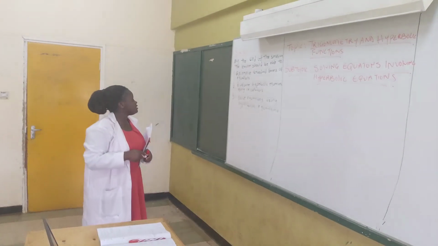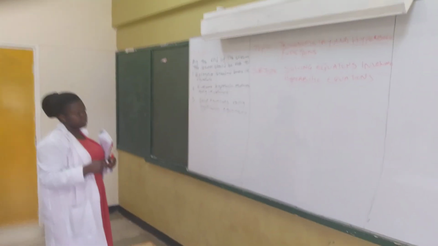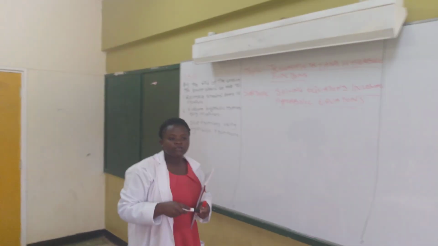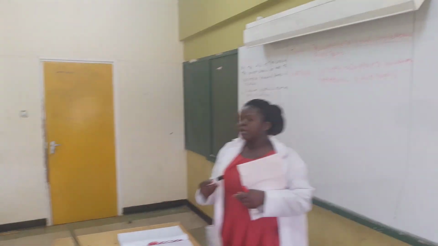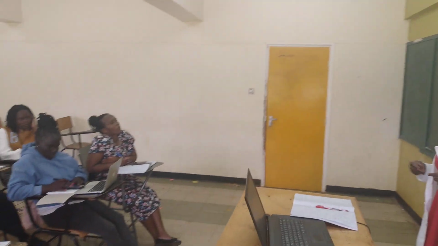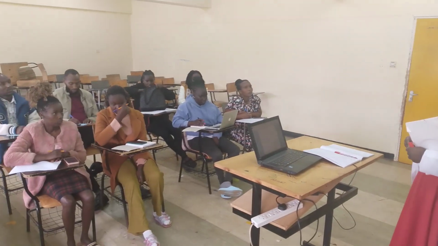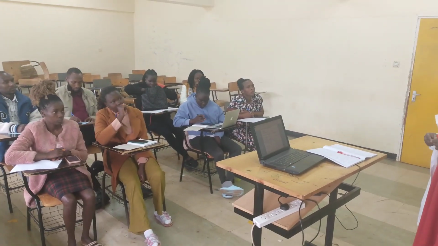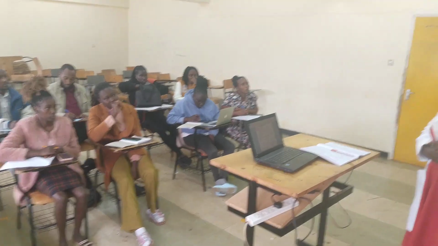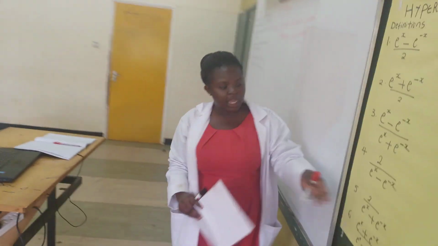So we'll start with recognizing the standard form of equations. As we already know, the main hyperbolic functions are sinh, cosh, and tanh. Now we are going to see those hyperbolic functions in exponential form. So I want you, class, to identify these hyperbolic functions in exponential form. I'm going to use a chart here. I have come with a chart.